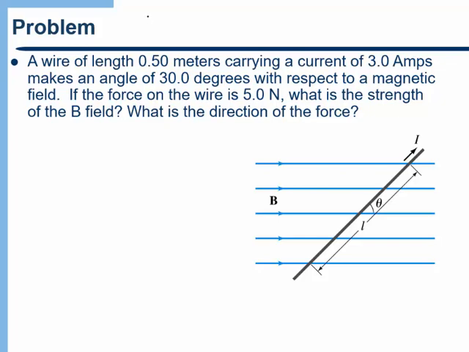Okay, so hopefully you were able to figure this one out. For the formula, we know that the magnitude of the force is ILB sine theta. So that's what we're going to be working with. In this particular problem, you'll notice we were given the length of the wire in the field, the current, the angle, and we were given the force, and we're asked to find the strength of the field. So in other words, we're solving for B.